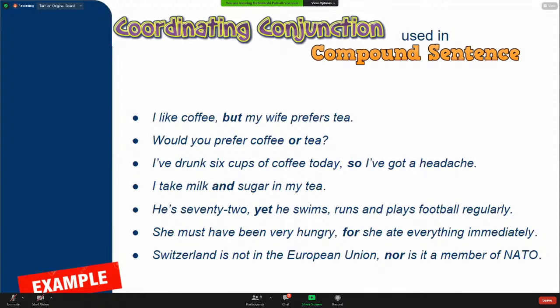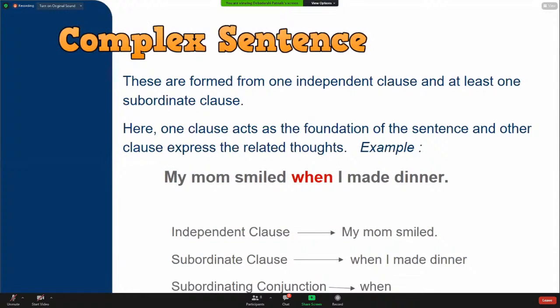Now I'm going to teach you about complex sentences. Now it is going to be more complex. Let us see. Okay, I'm damn sure you have a lot of doubts on it. Complex sentences also have two or more clauses. But the problem is that here the two clauses are not both independent clauses.